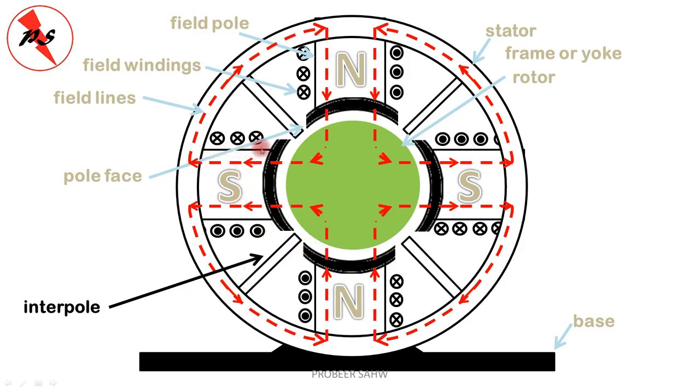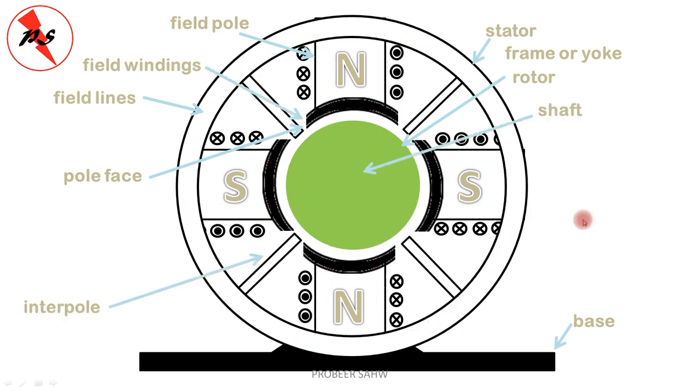So these are the main field poles, which produce the magnetic field necessary for the operation of the DC machine, and these are the interpoles. They have a very specific purpose, which will be discussed at some other point of time.